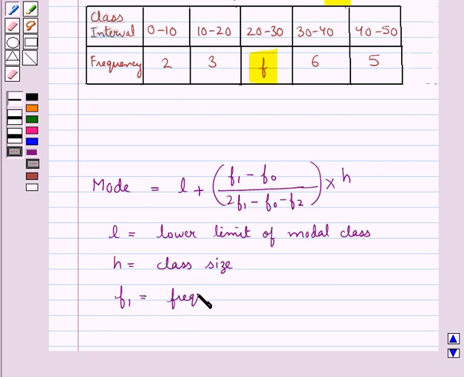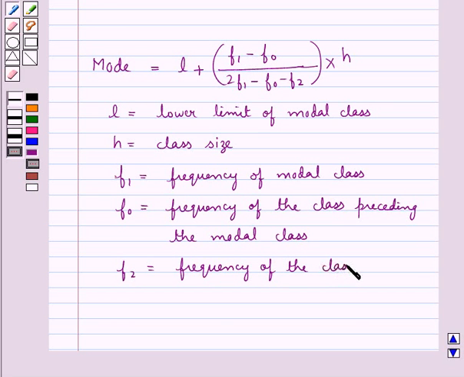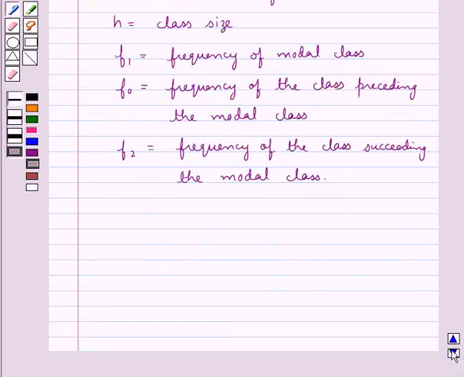F1 is the frequency of the modal class. F0 is the frequency of the class preceding the modal class, then F2 is the frequency of the class succeeding the modal class. This is the key idea that we use for this question. Now let's see the solution of this question.